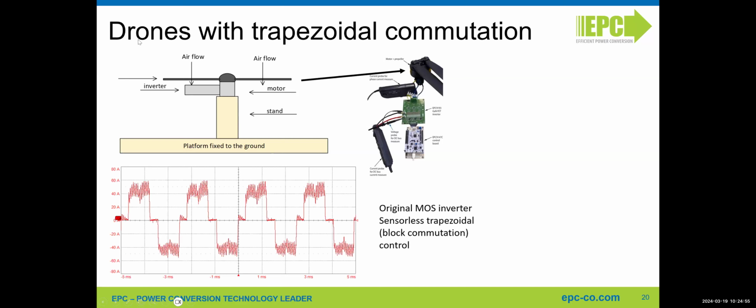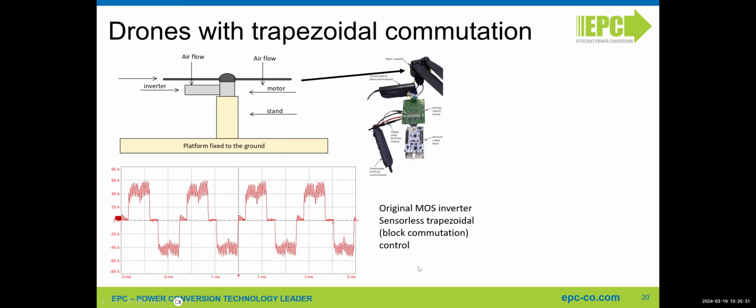And here you see, in this case, an original drone with trapezoidal block commutation control, at a given speed. You see that this is quite common. I know this is a cheap solution, but it's really inefficient. You can easily see it because there's always 60 degrees here, 60 degrees there, when one phase is switched off, because it is a sensorless trapezoidal control.